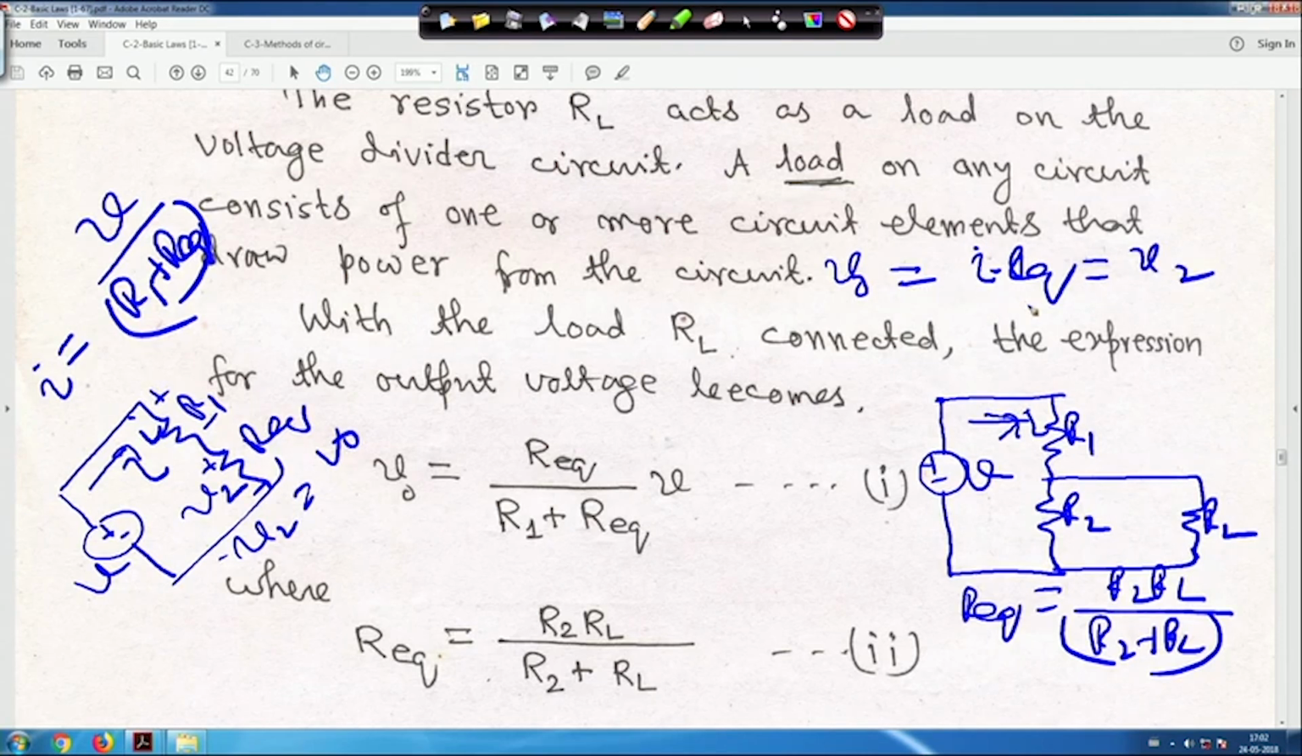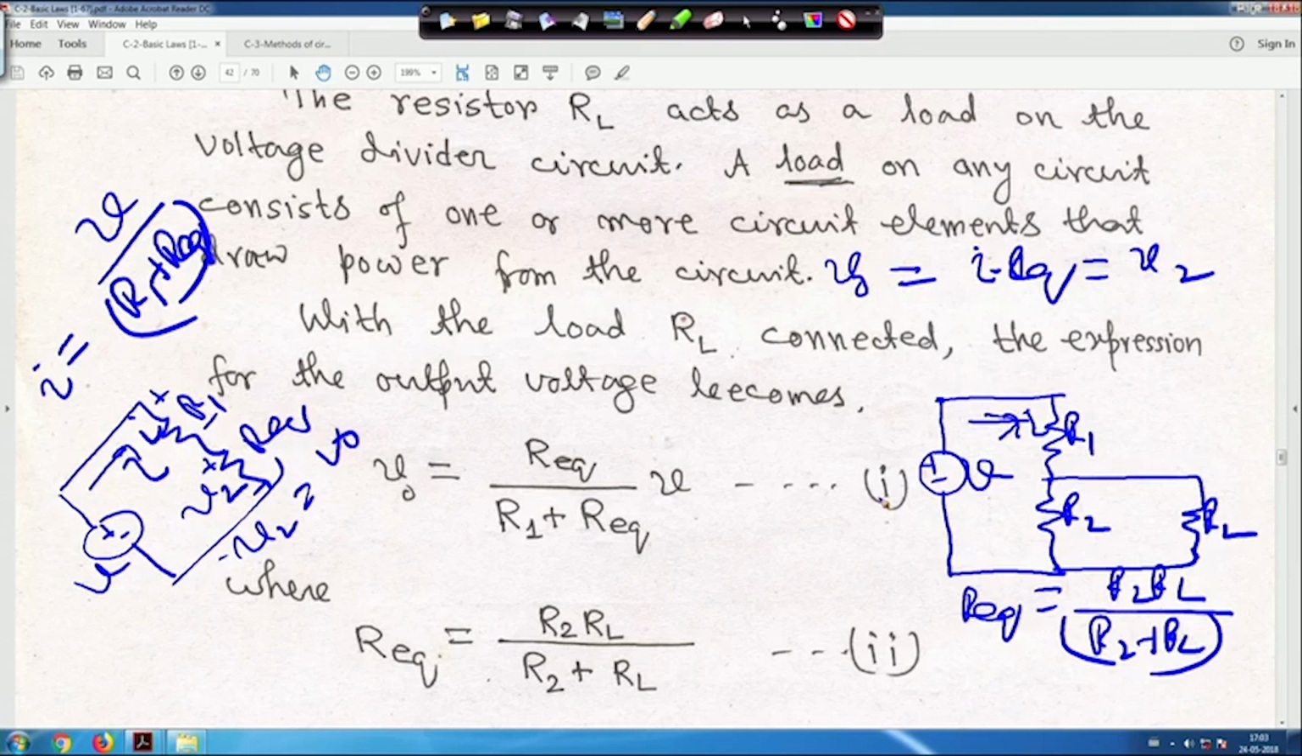So I into Req. This current I is flowing through this circuit, so I is equal to V upon R1 plus Req. If you put I equal to V upon R1 plus Req, you will get V0 = Req upon (R1 plus Req) into V, because I is equal to V upon R1 plus Req. So this is equation 1.